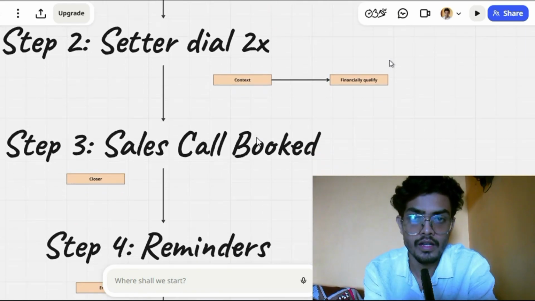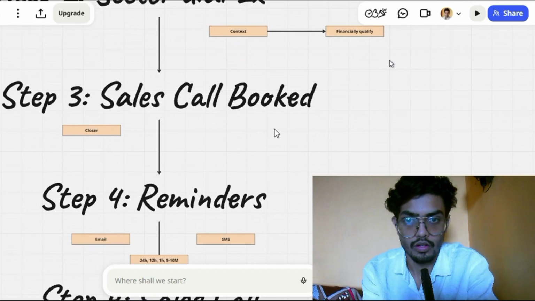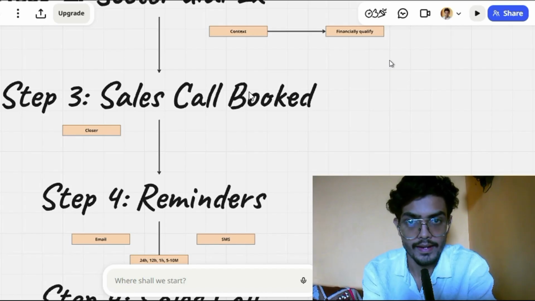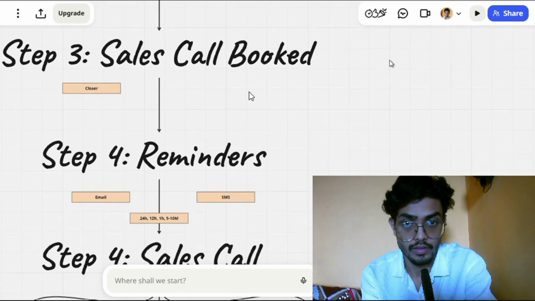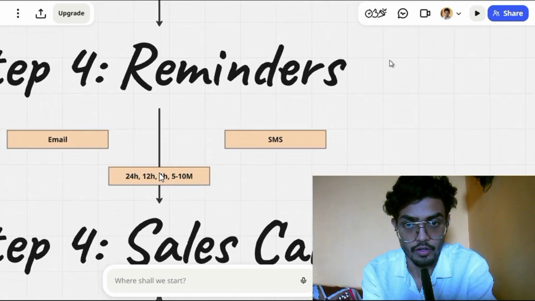In that call, basically the closer would try to close that call. The call will be booked with that lead, and they would be added to a group where there will be the closer and the setter as well as the lead. And before the sales call, there will be email and SMS reminders in this format, like 24 hours before, 1 hour before, and 5 to 10 minutes before.